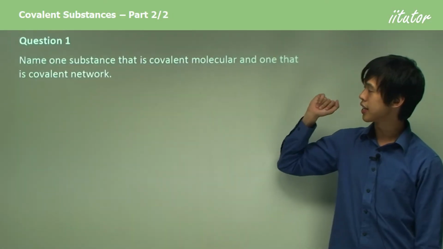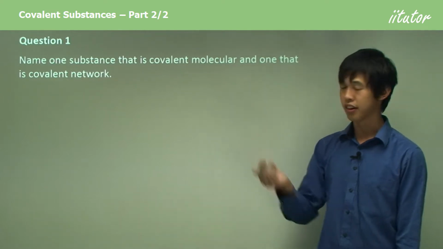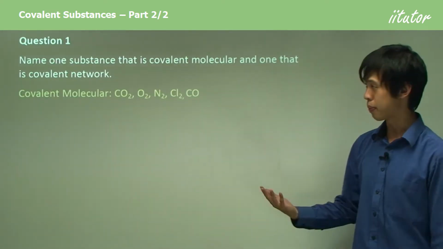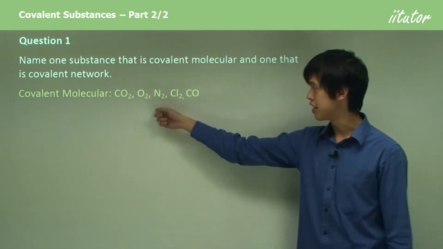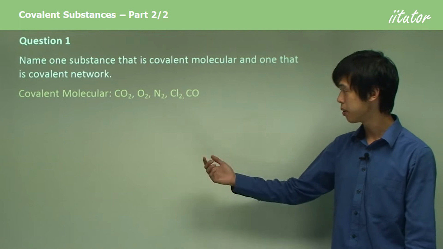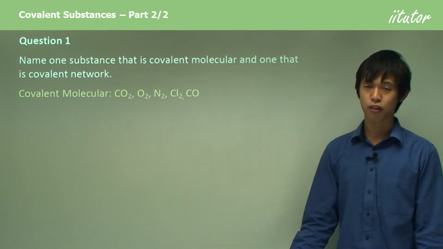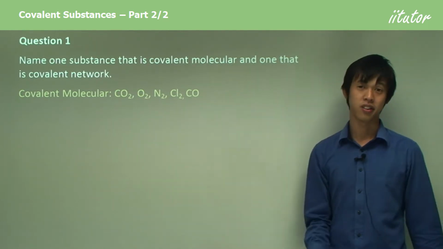So name one substance that is a covalent molecular and one that is covalent network. So you could have picked any of these for covalent molecular: CO2, O2, N2, Cl2, CO, NO2, N2O4, the list goes on and on and on.